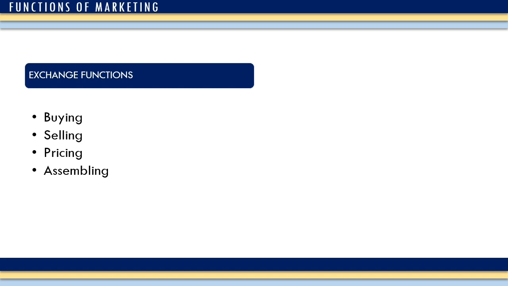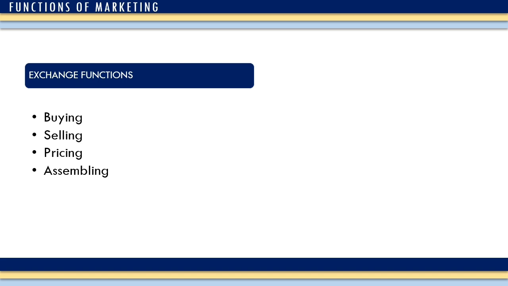The moment you make a payment, you become the owner of the product. That is what the exchange function emphasizes. It emphasizes facilitating the process of change in the ownership of the goods. So what are the different exchange functions? Of course, the first function begins with buying. Now, in order to sell, the marketer has to first buy the goods.